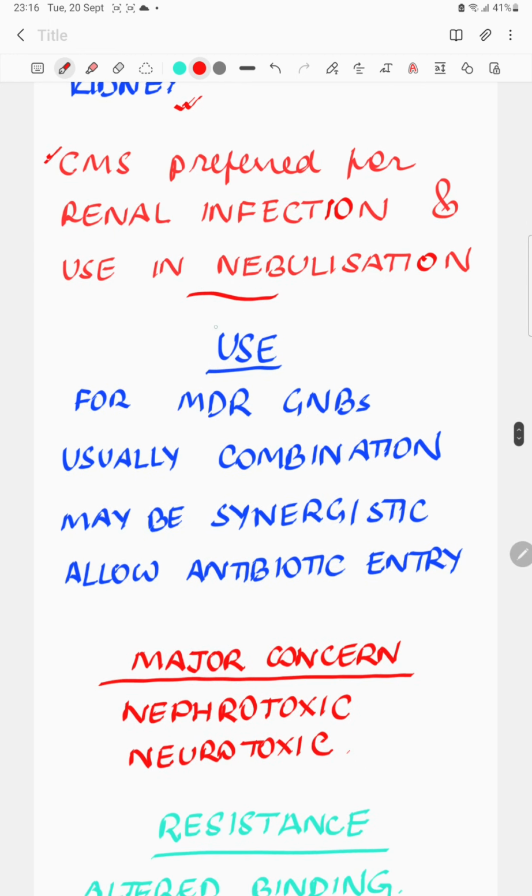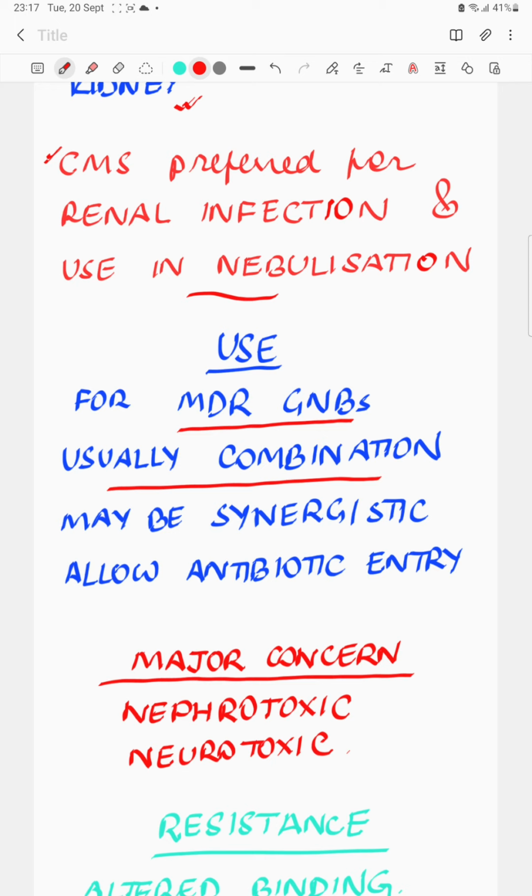Where do we have the use for these drugs? It's mainly for MDR gram negative organisms, and usually in combination, mainly because of the clinical circumstances in which they are used. Very critically ill patients, patients in whom you have to use empirically without any culture, or cultures which show resistance to many drugs. In that case, it makes more sense to use it in combination.